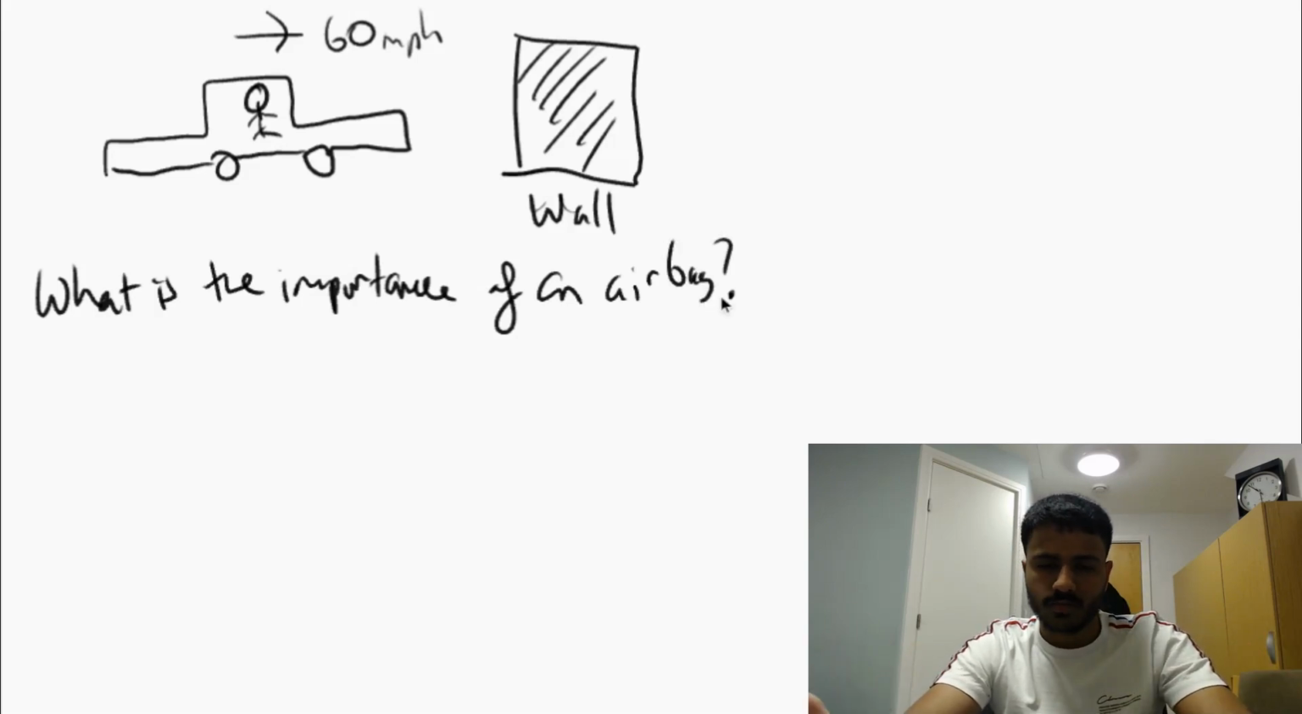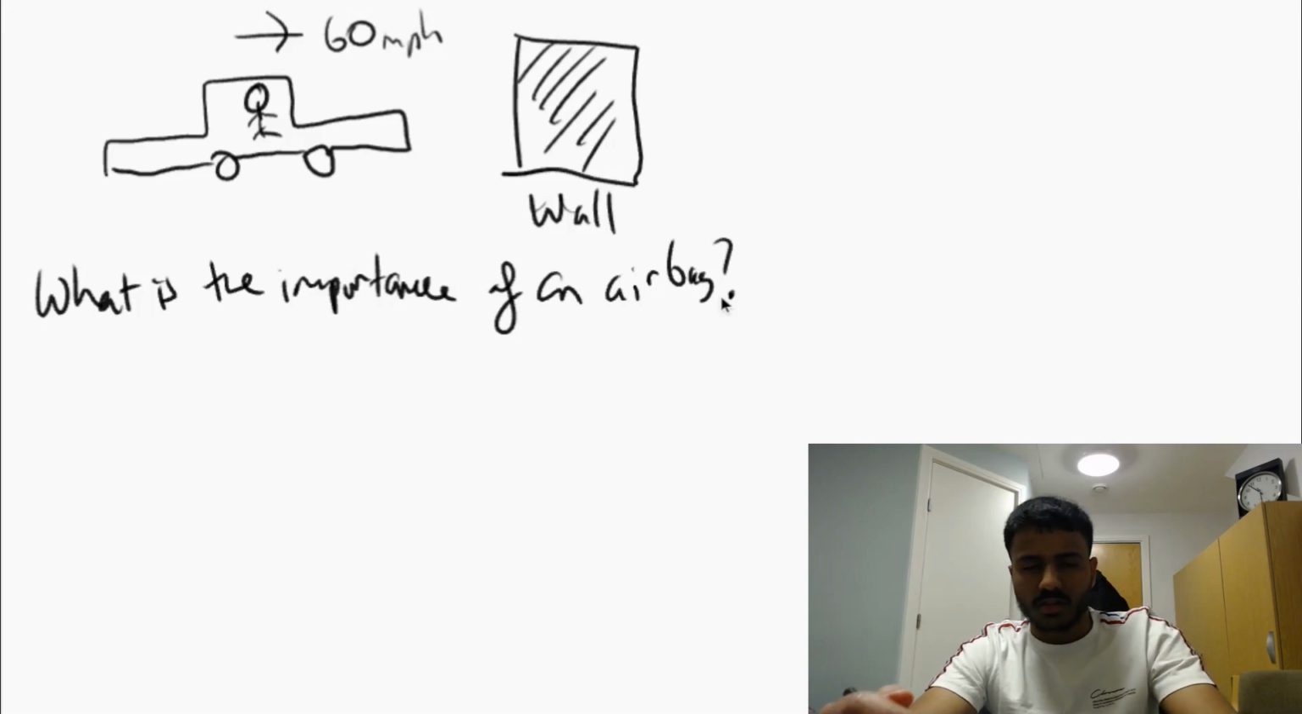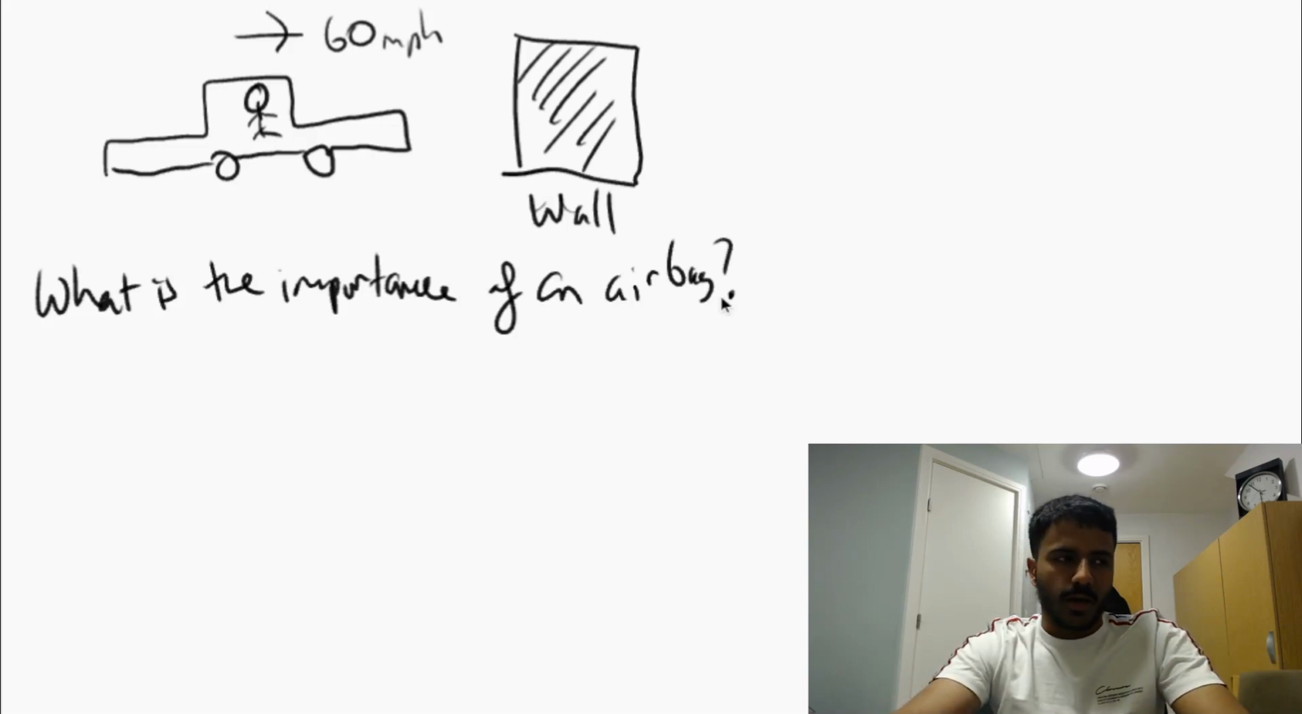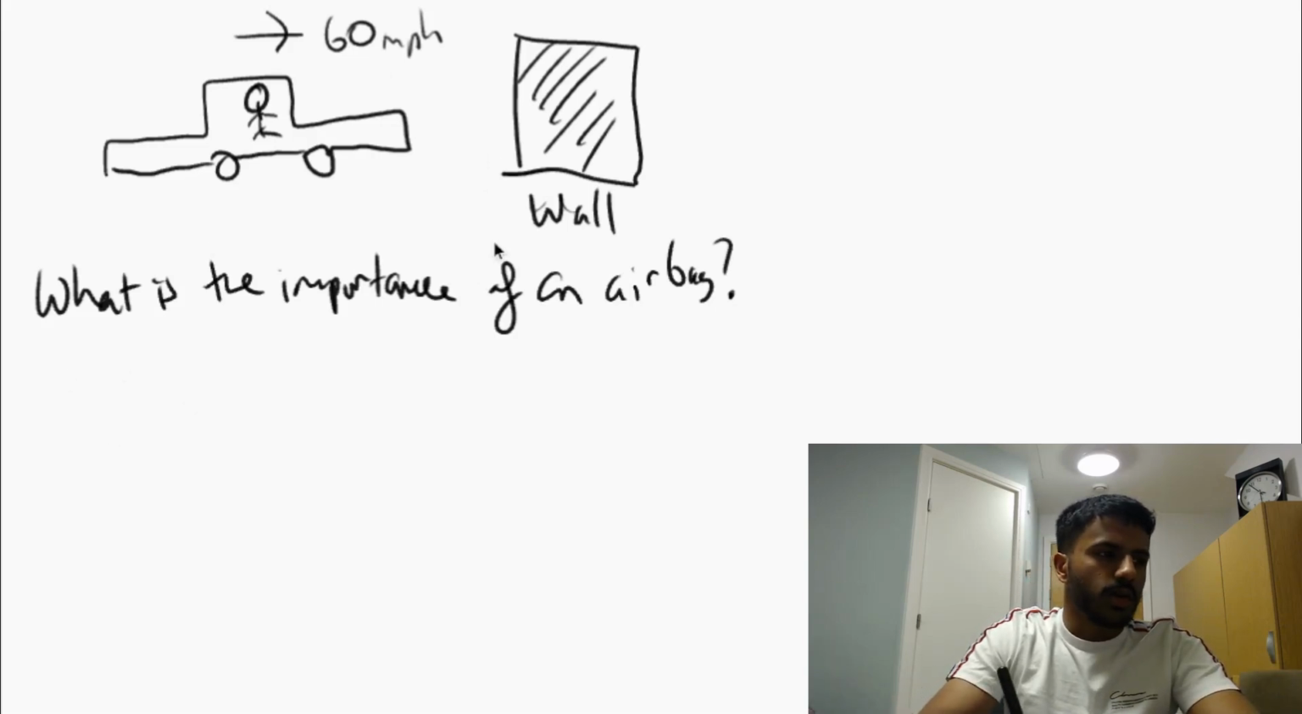What is their purpose? Now, I don't recommend you trying this yourself, and please, most people driving at 60 miles an hour will probably not get out of it unharmed, so don't try this at home. So what is the purpose of this airbag? We know that when this car crashes, it's going to stop, and it's going to be crumpled up, and it's going to have a speed of 0 miles an hour.